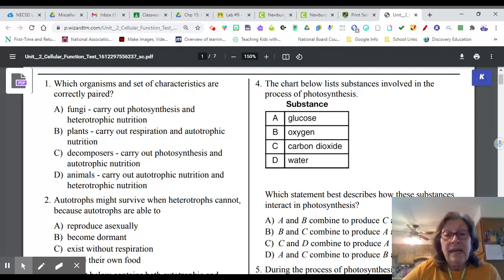Answer choice A says A and B combine to produce C and D. Answer choice B says B and C combine to produce A and D. Answer choice C says C and D combine to produce A and B. Answer choice D says A and C combine to produce B and D.